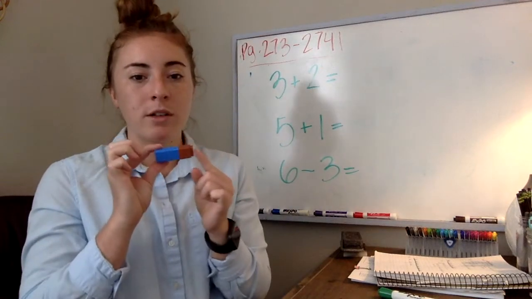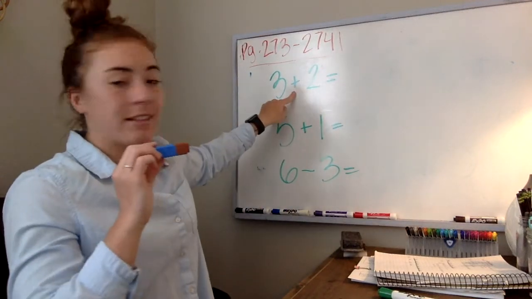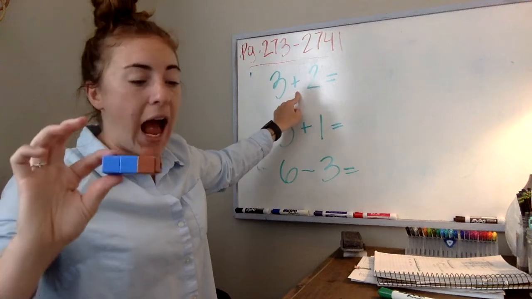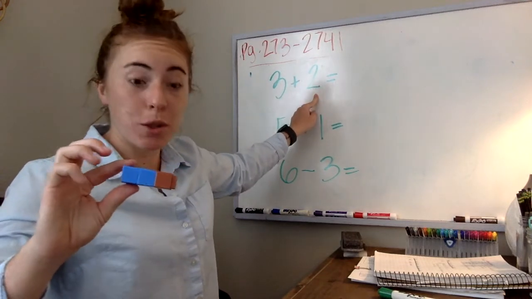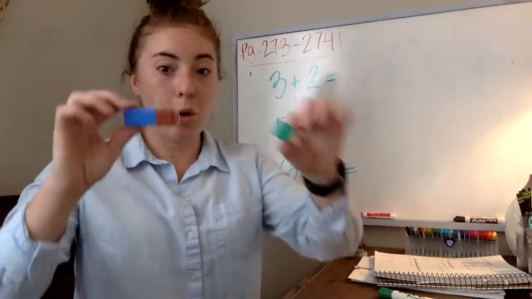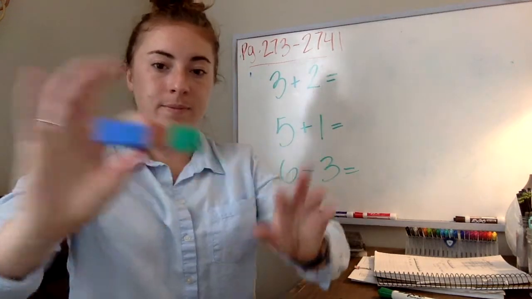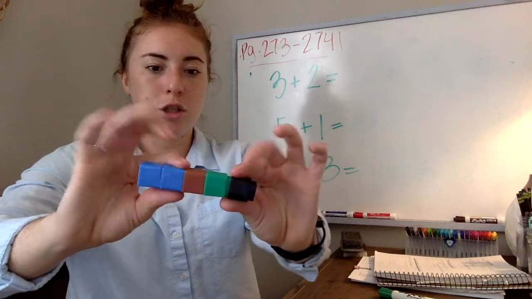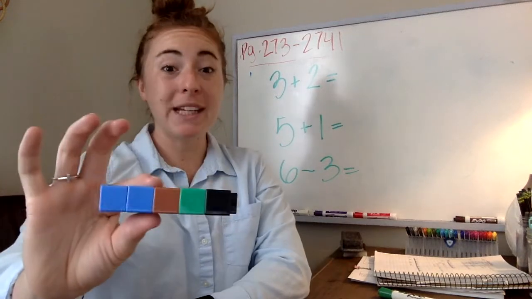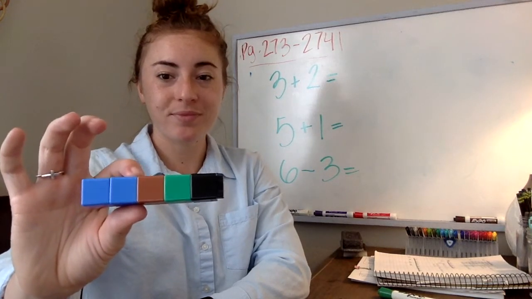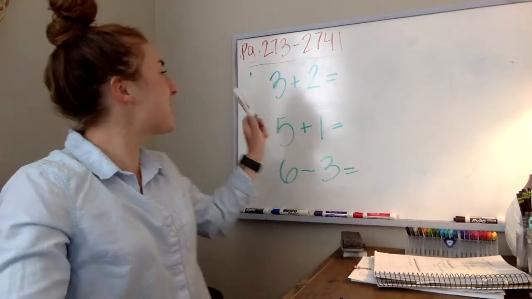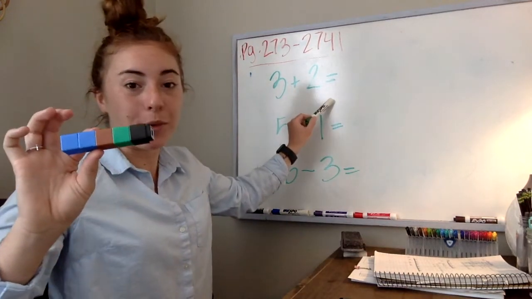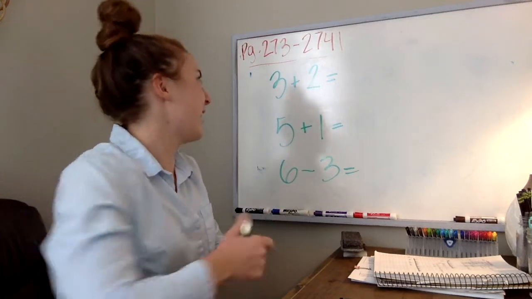How many more am I going to add? I'm doing the addition, right? How many more cubes am I going to add? 2. Okay, here we go. 1, 2. How many cubes do I have now? 5. I have 5. So the answer to 3 plus 2 equals 5. You're right.